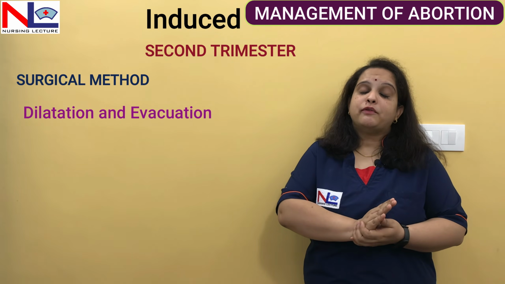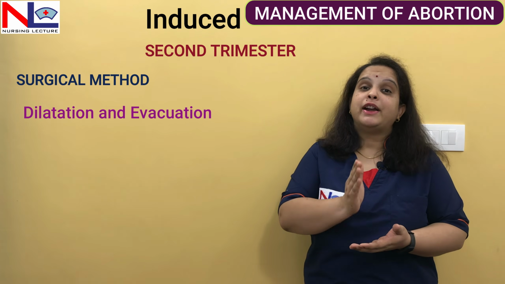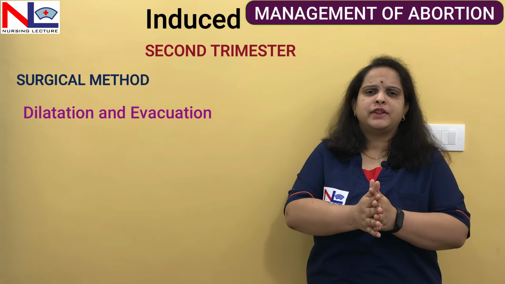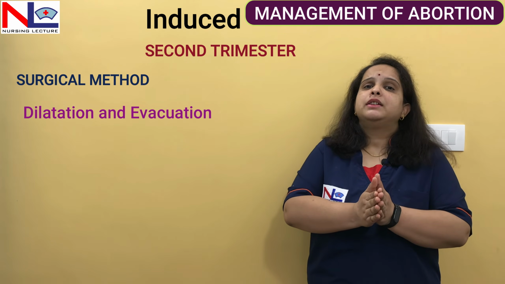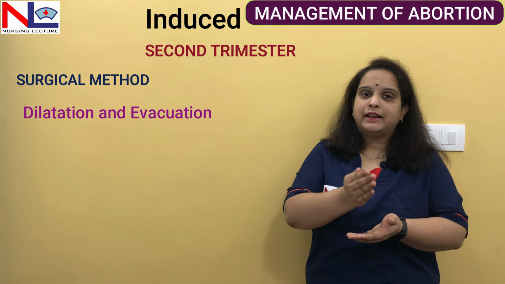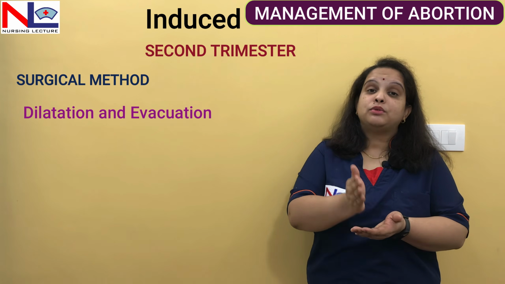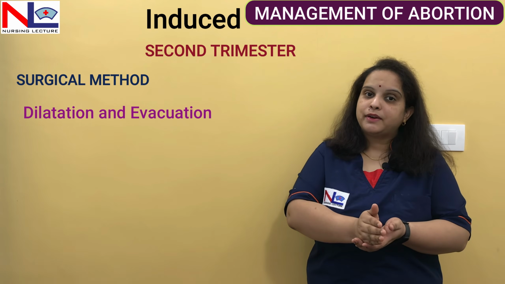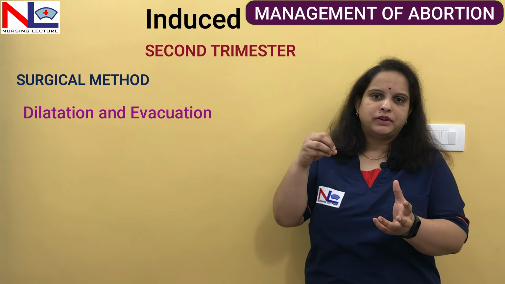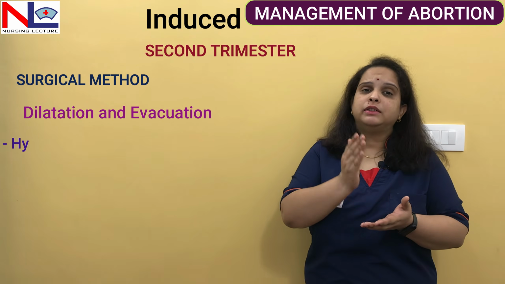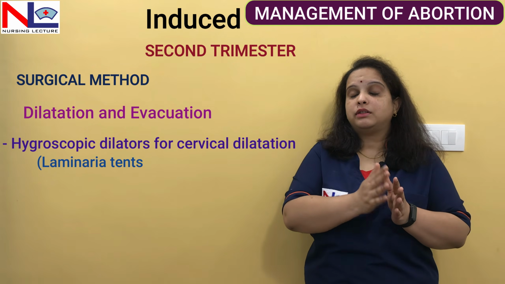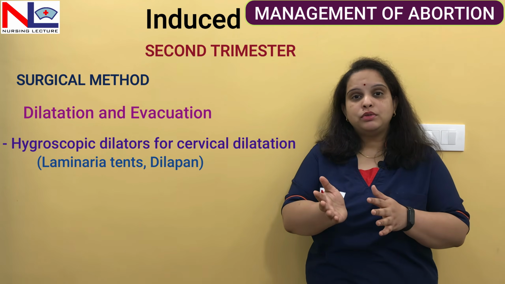Before dilatation and evacuation, we can administer a cervical priming agent, so that before dilatation we can prepare the cervix to be soft and dilate. The drugs that I have mentioned, mifepristone and misoprostol, can be administered, and they help in dilatation of the cervix, and then we can evacuate the content. Or we can use certain hygroscopic dilators, in which laminaria tent or Dilapan can be used.